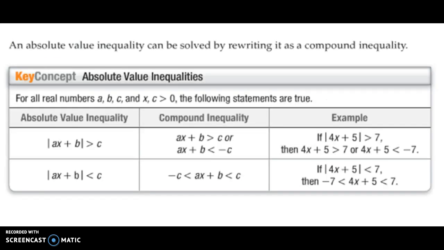So absolute value inequalities go like this, okay? If you have a greater than, it's an OR. So like I said, it's a union. If you have a less than, it's an AND problem. Compound, just like that.